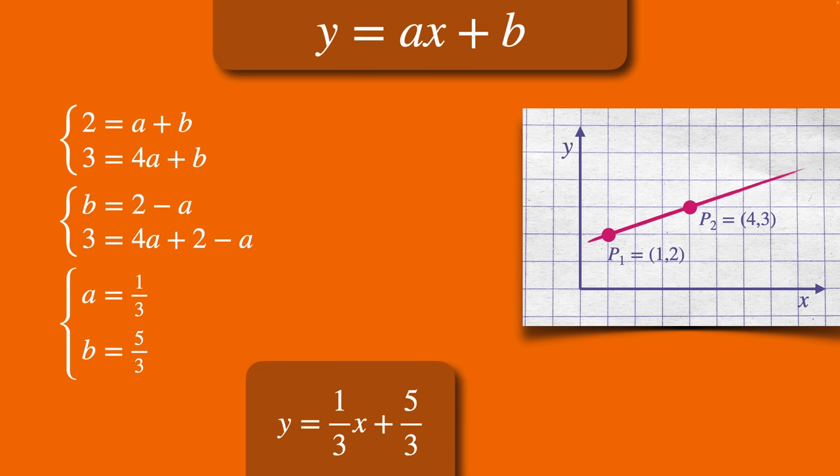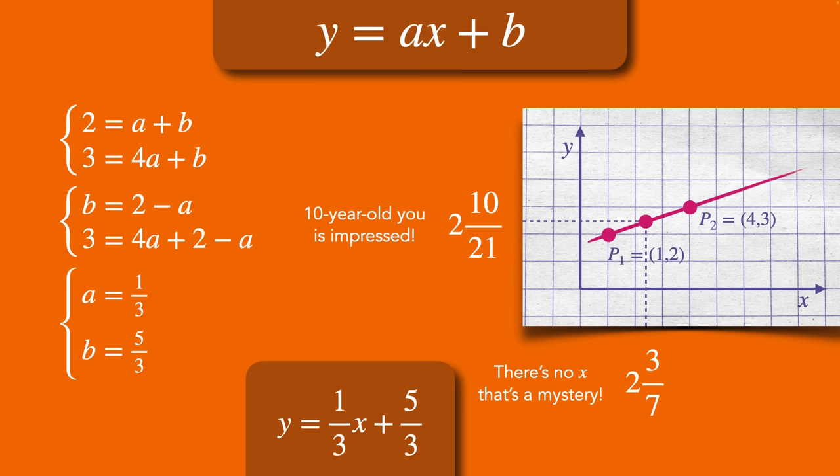In fact, in high school, you become so comfortable dealing with algebraic expressions that you don't even need to draw your lines anymore. And now that you have the exact equation, there's no value of x that is a mystery to you. You can plug in even that nasty 2 3/7 into your equation to find that the corresponding y is equal to 2 10/21, almost 2.5.